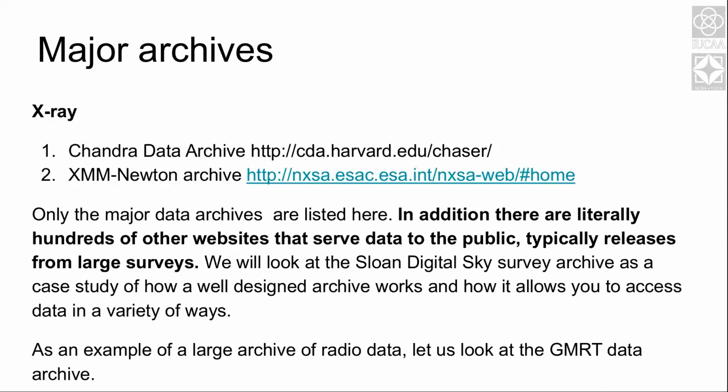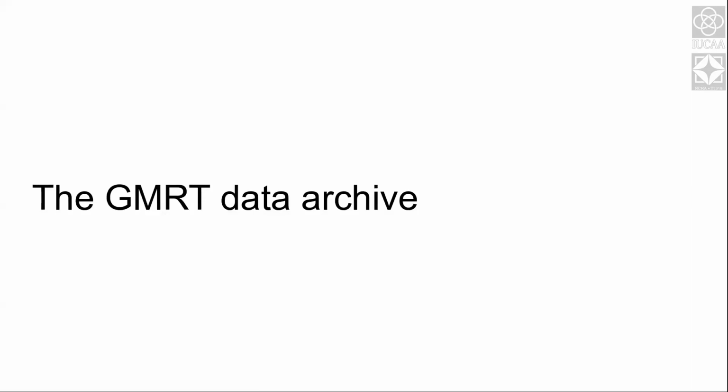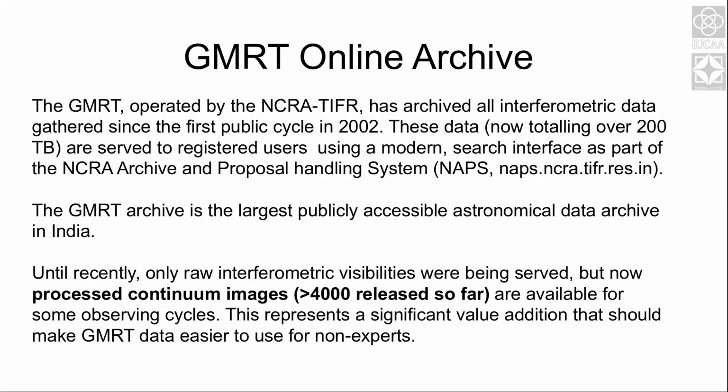A large archive of radio data is the archive of the Giant Metrewave Radio Telescope, the GMRT Data Archive. GMRT, as you would have all learned, is operated by the NCRA, and we have archived all interferometric data gathered by the telescope since the first public cycle in 2002. These data now are over 200 terabytes, and are currently being served to registered users using a modern search interface as part of the NCRA Archive and Proposal Handling System, NAPS. Here's the URL. And the GMRT archive is the largest publicly accessible astronomical data archive at the moment.